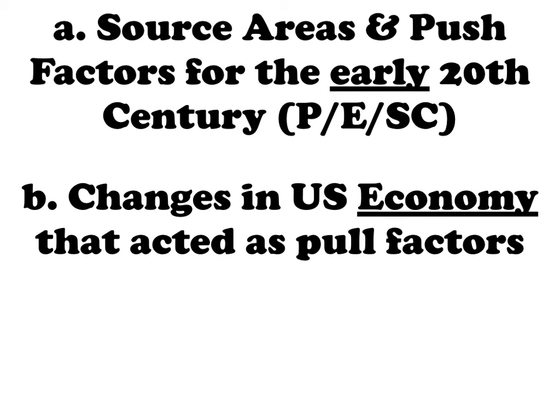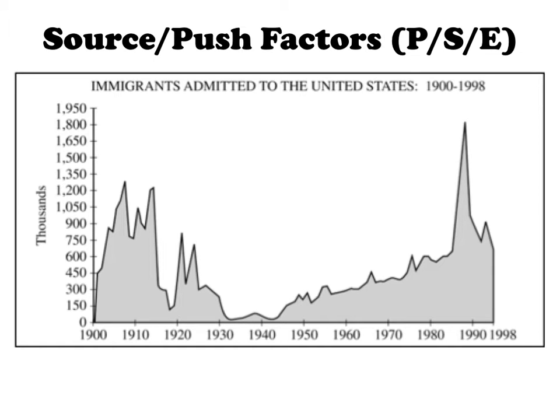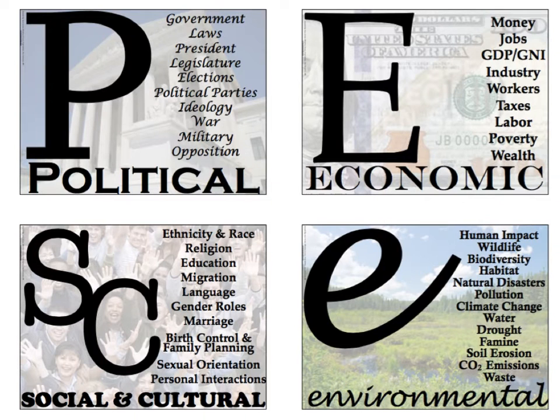The first part of this question is: identify the source areas and push factors for the early 20th century immigration, political, economic, and socio-cultural, as well as changes in the U.S. economy that acted as pull factors for this immigration wave. So we are targeting this immigration wave, which is the beginning of the 20th century. It's very important that we don't get confused between the two separate immigration waves. With this wave, we're going to look at political, economic, and socio-cultural factors.